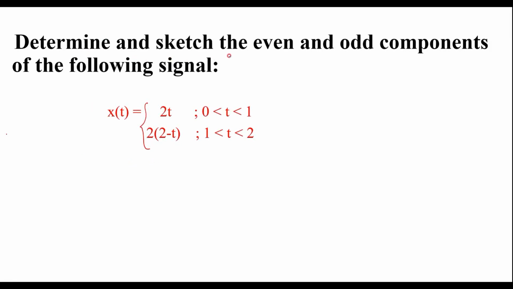Determine and sketch the even and odd components of the following signal. Here signal x of t is given. Its value is 2t when t is in between 0 and 1, and its value is 2 in bracket 2 minus t when t is in between 1 and 2. With given data, first we'll draw the signal x of t.